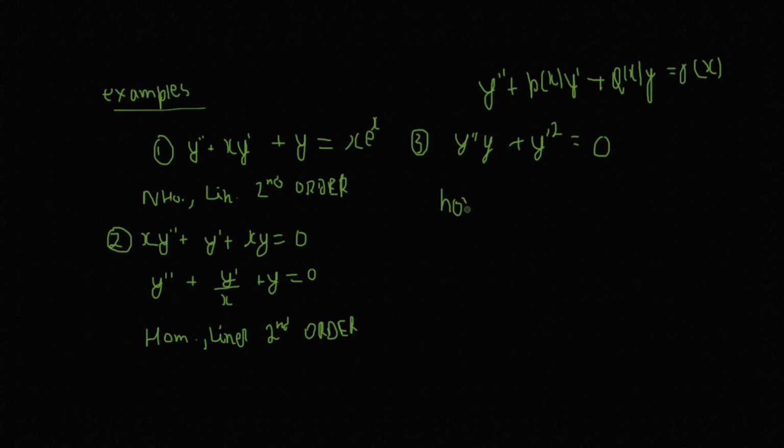It is a homogeneous non-linear ODE of second order. So with these examples, you can clearly understand what exactly a nonlinear or linear second order ODE is, whether it is homogeneous or it is non-homogeneous.